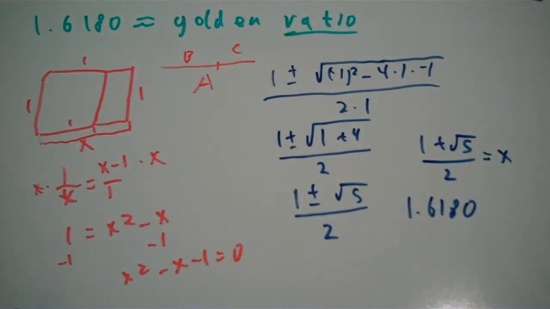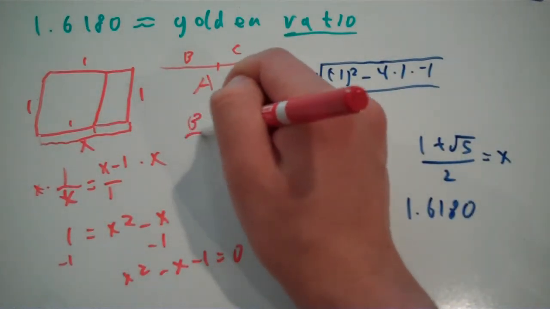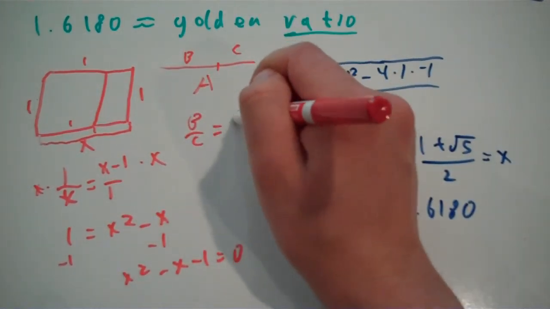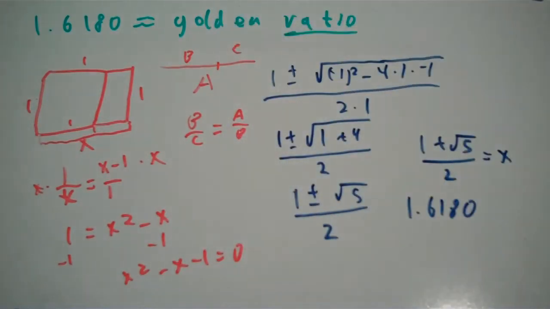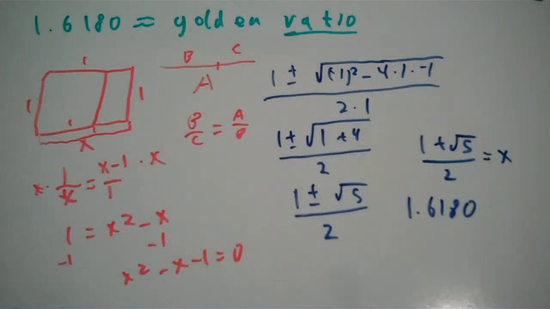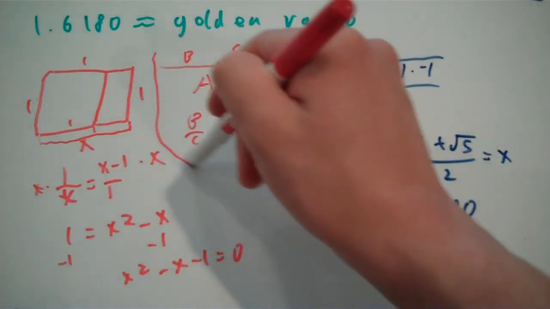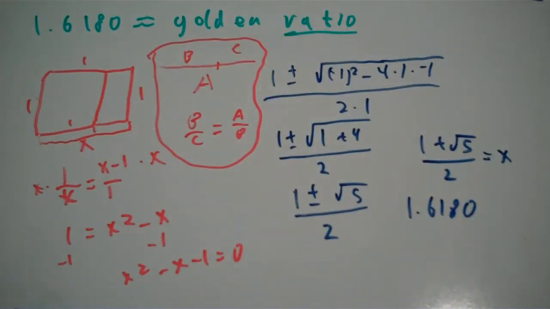And we have the ratio such that B over C equals A over B, and B should be phi, and C will then be 1. So you can also get that ratio using this line segment. That's another way to get the ratio, but I went with the rectangle because it's easier to explain. But nevertheless, you can see that this is phi.